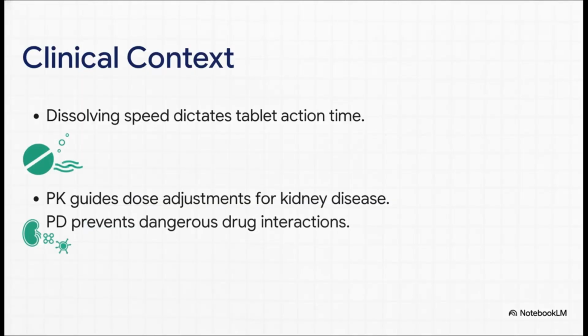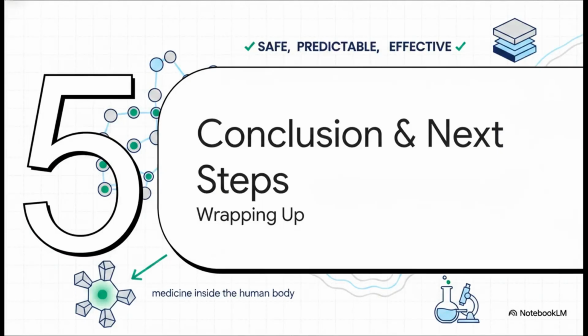Bringing it all together into some heavy clinical context, if you don't deeply understand physical pharmacy, you really can't understand why one tablet acts faster than another. I mean, the rate of dissolution literally dictates the action time. Furthermore, if you don't understand pharmacokinetics, you won't know why a patient with kidney disease needs a dose adjustment because their excretion phase of ADME is compromised. And without understanding pharmacodynamics, you just won't understand how to predict and prevent dangerous side effects or drug-to-drug interactions at the receptor level. Physical pharmacy isn't just a lab subject, it's the vital bridge between the research bench and the hospital bed. Finally, Section 5, Conclusion and Next Steps.